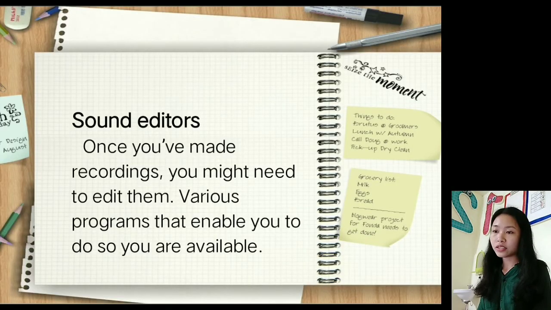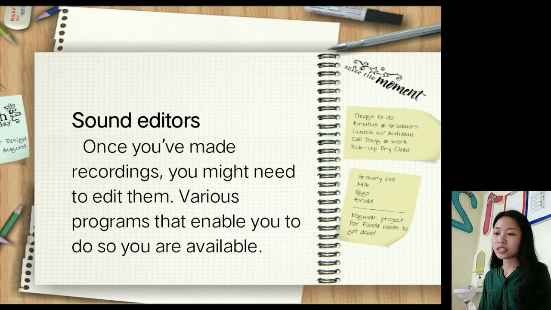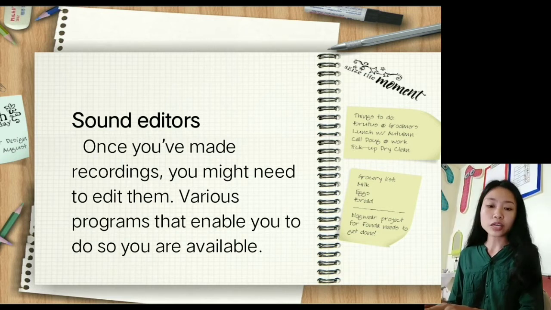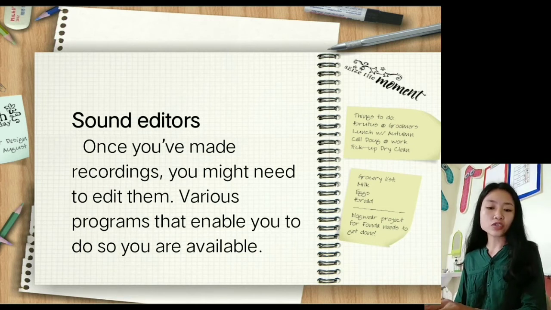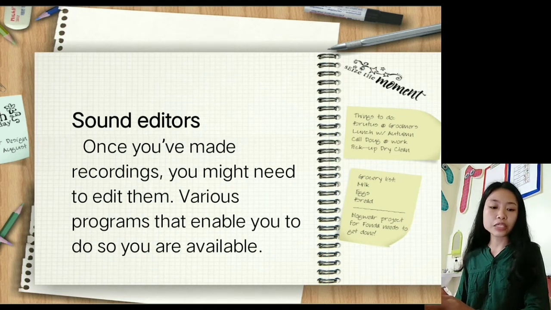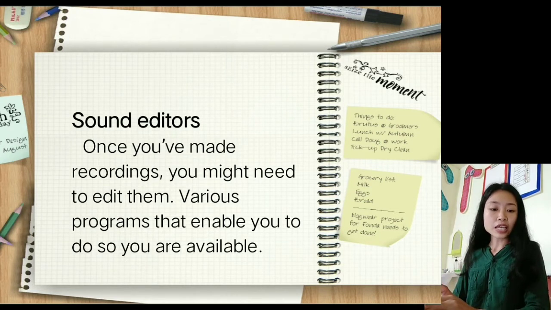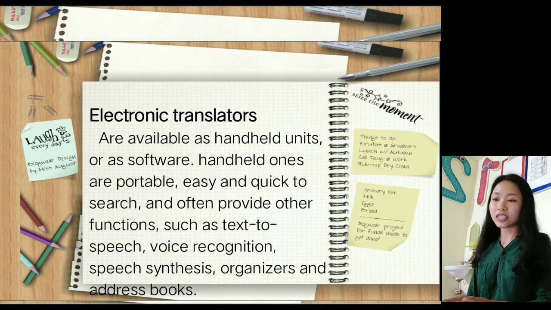Next is sound editors. Once you've made recordings, you might need to edit them. Various programs that enable you to do so are available. Sound editors, you can use Audacity to make and edit recordings on your computer. Its functions include changing the volume, speed, and/or tempo of sound files, cutting out silences and background noise, adding fade-ins and fade-outs, and multi-track recording.